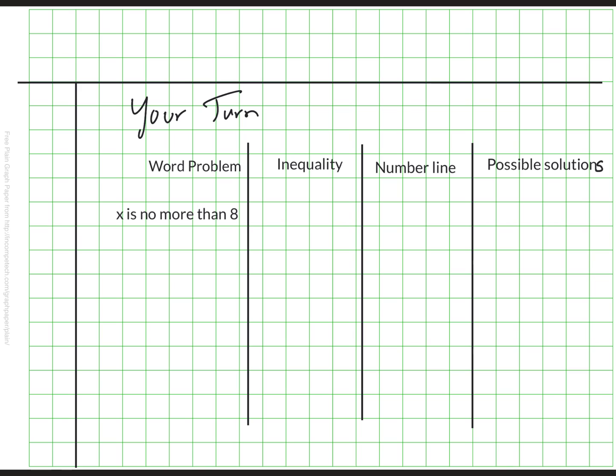And remember, the essential question was how do we name a solution that makes an inequality true? And we know now that that basically just means what's a possible answer. What's something that would work for this inequality? So make sure you have this practice, make sure you have your notes, and bring any questions you might have to class.